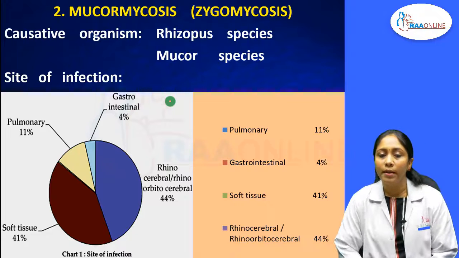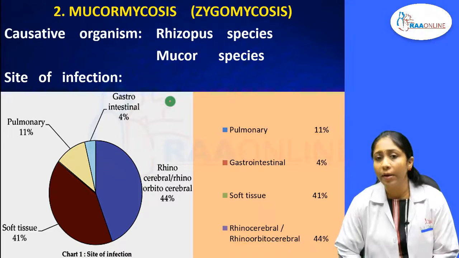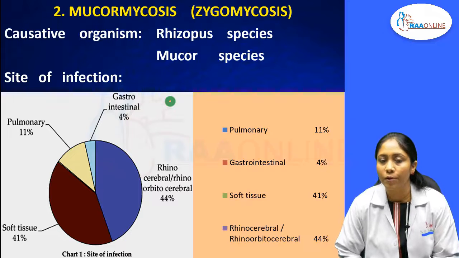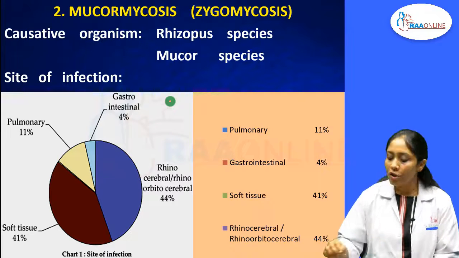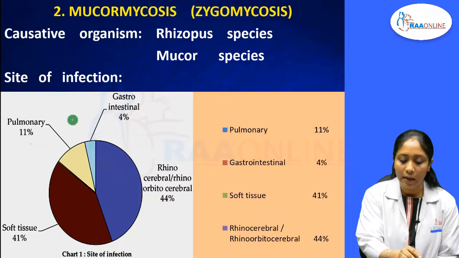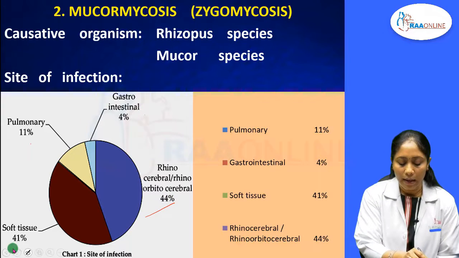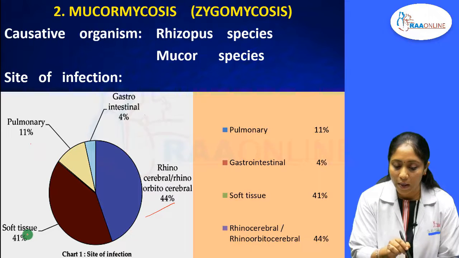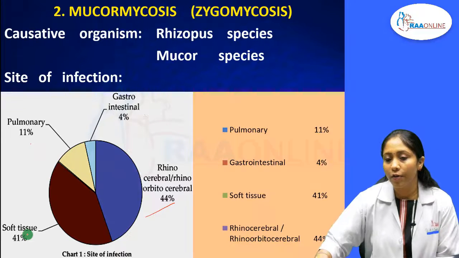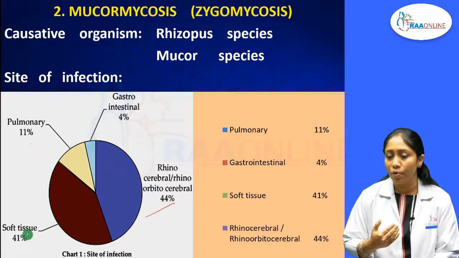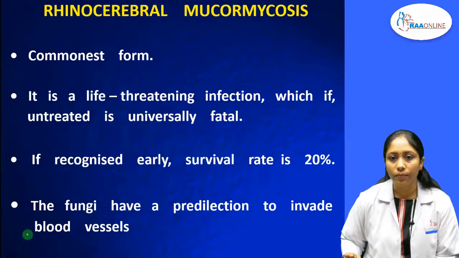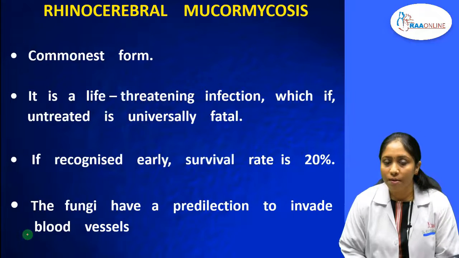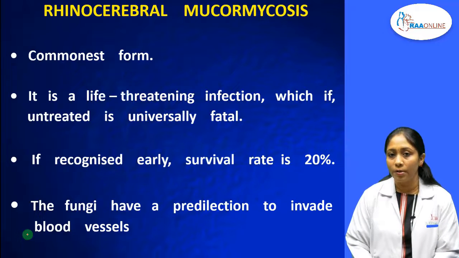Moving to mucormycosis, I think we have all become very, very familiar with this topic, especially after the COVID pandemic, because we've been listening about it quite often these days. The causative organism is Rhizopus species or the mucor species. The site of infection can range anywhere. It can be pulmonary, gastrointestinal, rhinocerebral, or soft tissue. But ideally, we find soft tissue and rhinocerebral mucormycosis being very common compared to pulmonary and gastrointestinal mucors. Rhinocerebral mucormycosis is the commonest form that we come across.